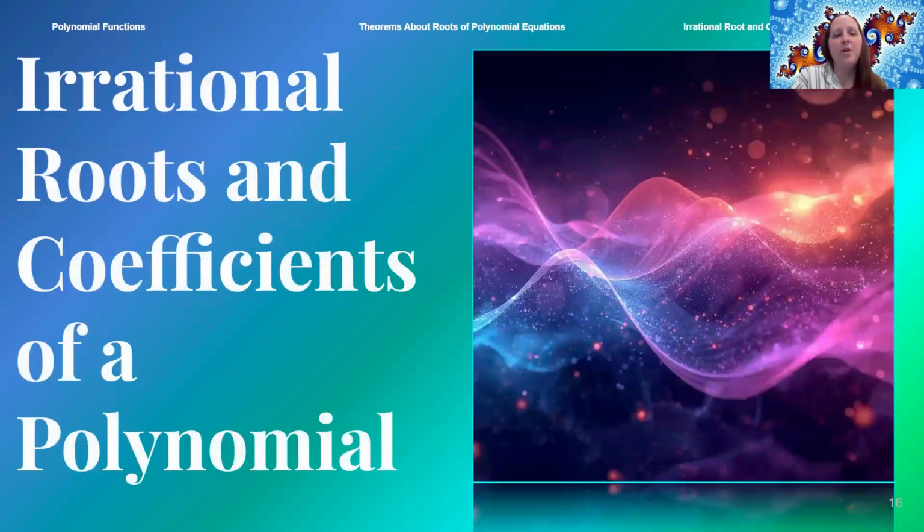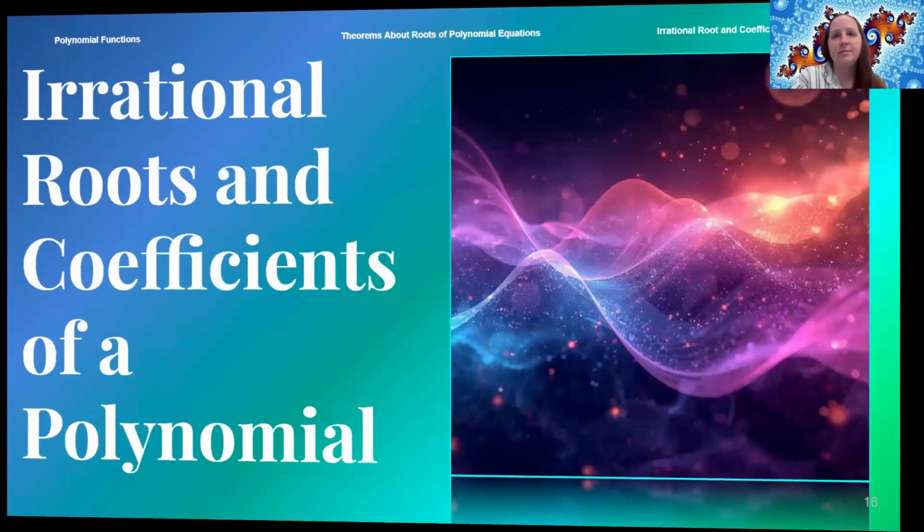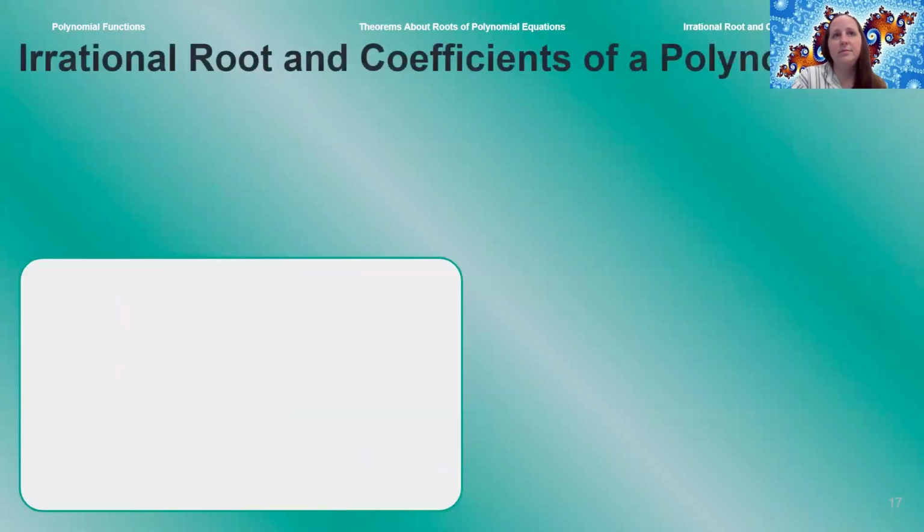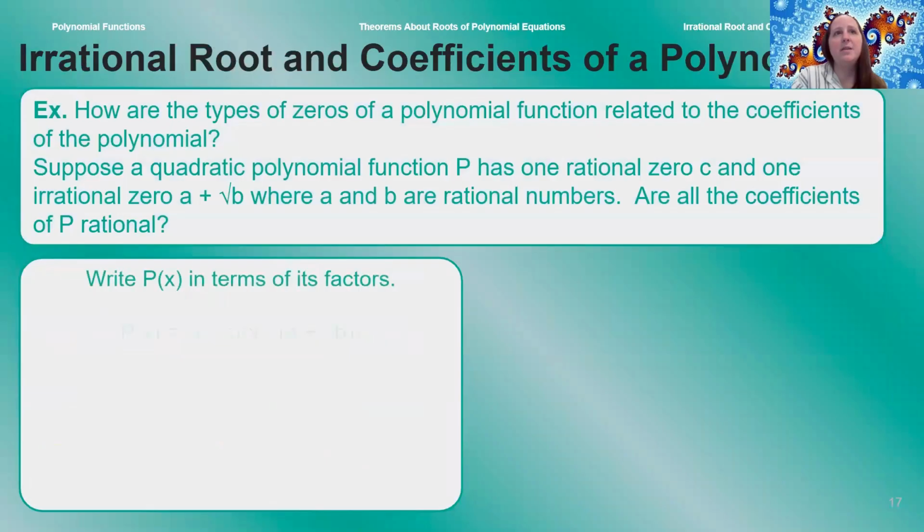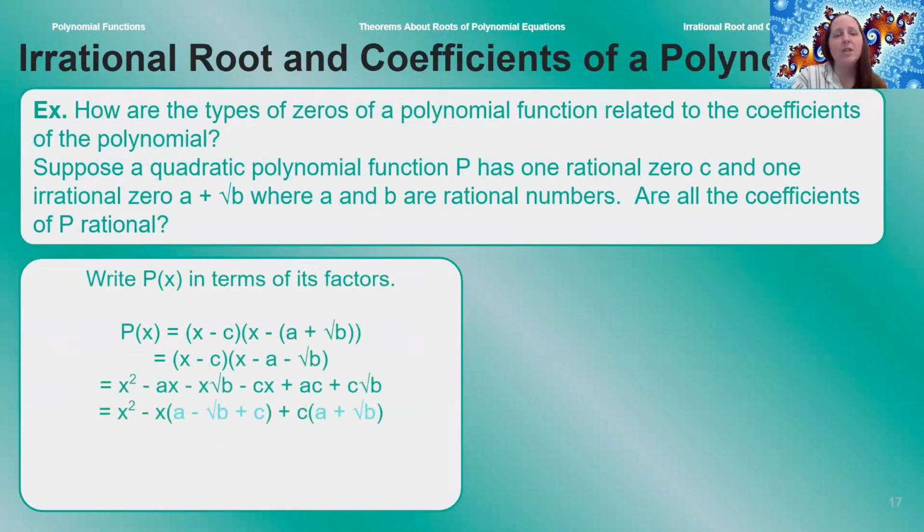Irrational roots and coefficients of a polynomial. How are the types of zeros of a polynomial function related to the coefficients of the polynomial? Suppose a quadratic polynomial function p has one rational zero c and one irrational zero a plus the square root of b, where a and b are rational numbers. Are all the coefficients of p rational?